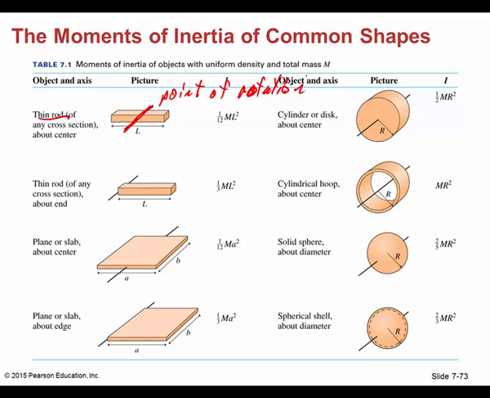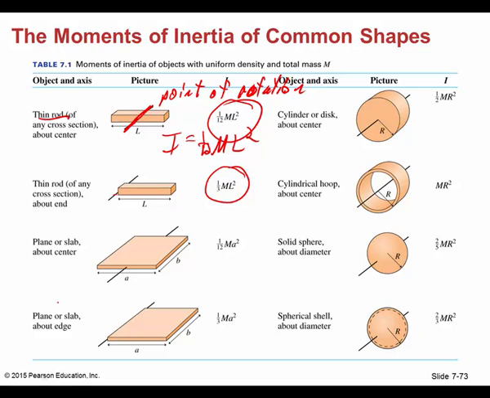If it's here at the center of this rod, notice the equation you have to use would be I equals 1/12 times the total mass times the length squared. If the point of rotation is on the end of the rod, that's a different moment of inertia equation.